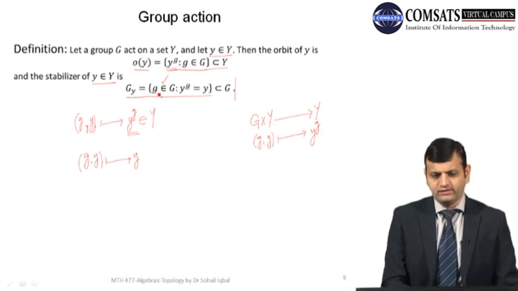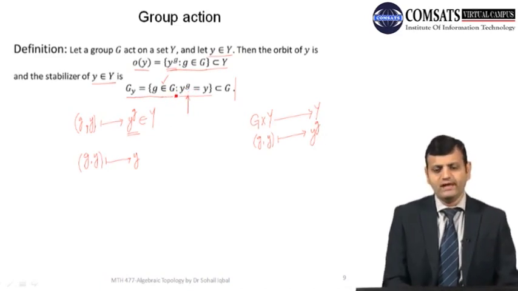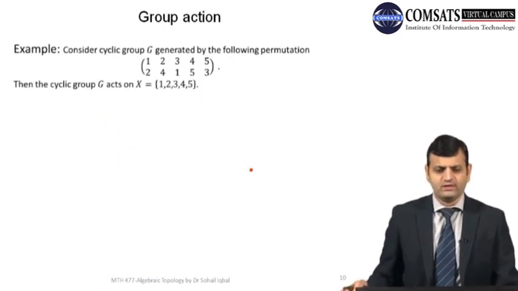So what is the stabilizer of an element? Set of all elements of the group which fix this element y. So fix in a sense that there is no effect on y by that element of the group G. So the set of all elements of the group which make no effect on y is going to be in the stabilizer of y. So let's see some examples.